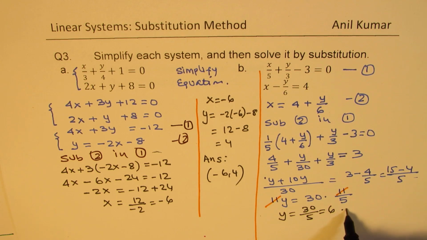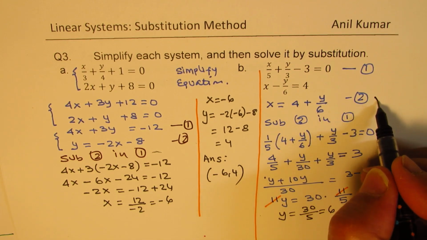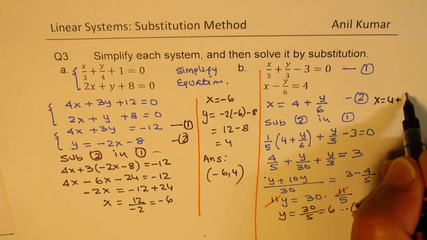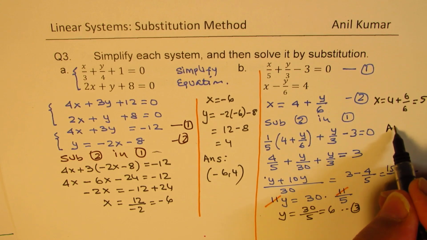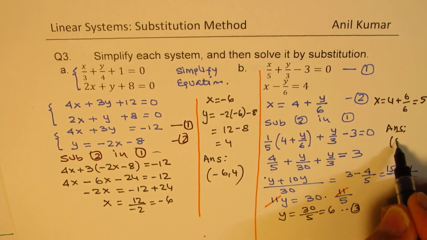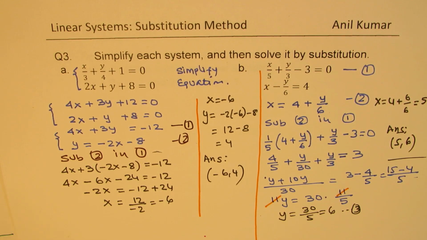Now we can substitute this value of y in equation 2. So we get the value of x as 4 plus 6 over 6, which is 5, correct? So we have our answer, which is 5, 6. Is that clear to you? So we do get this answer.